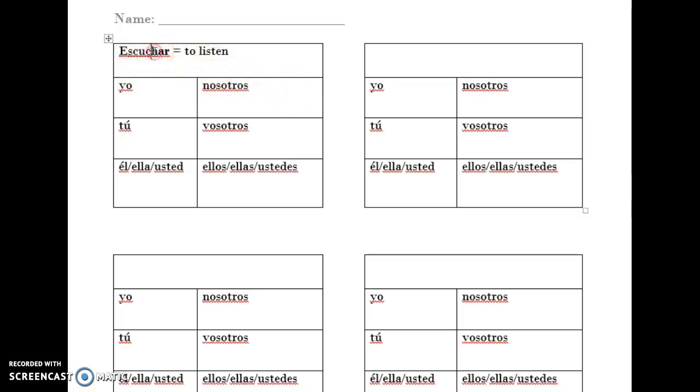Sorry, it's hard to see with that. Let's see if I can get rid of the squiggly line. Okay, so here's our stem, E-S-C-U-C-H. That'll be what shows up in every conjugation.